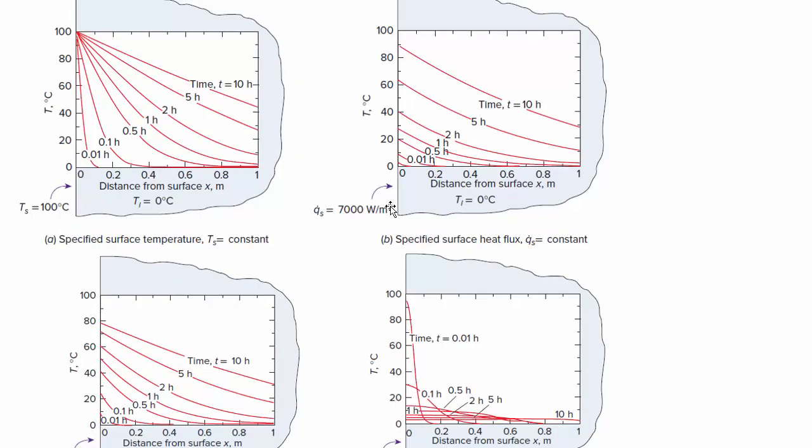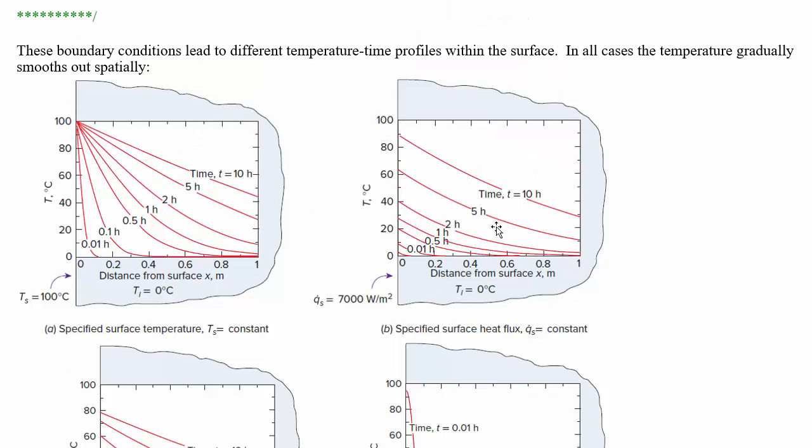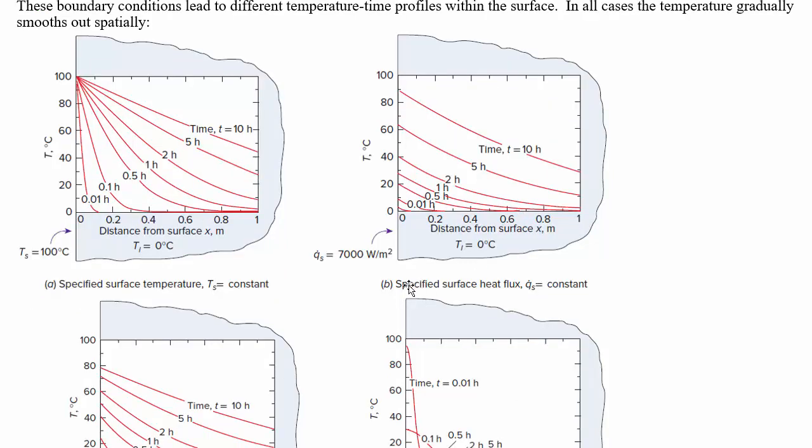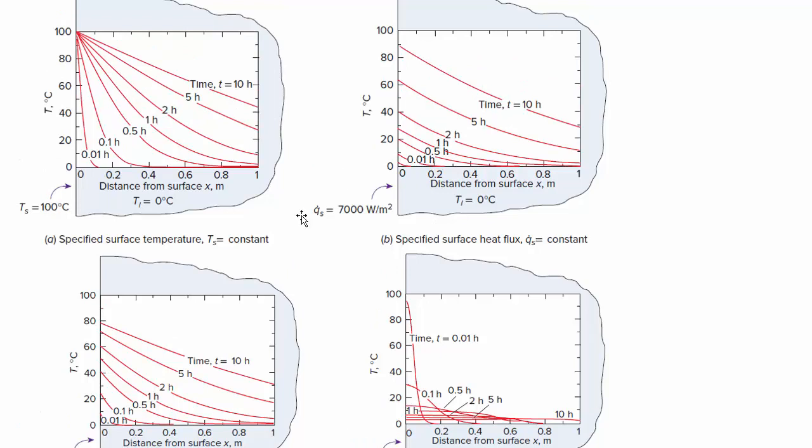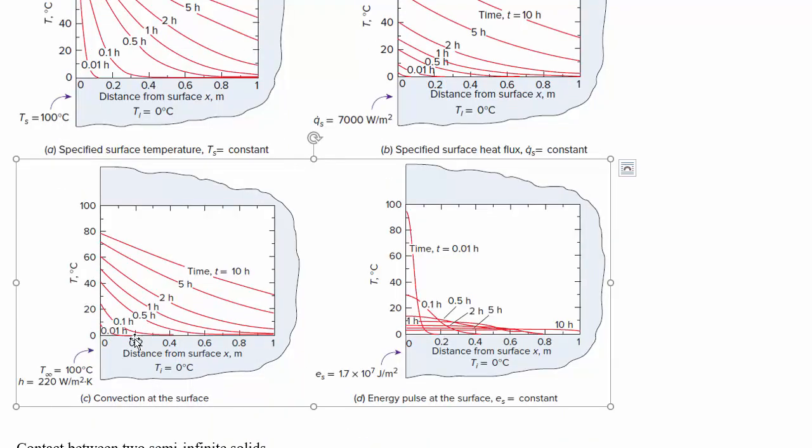Okay, so here's some plots for the different boundary conditions. So if you've got a specified surface temperature, then as you increase time, this starts to influence what's going on deeper inside the object more and more. With a specified surface heat flux, that's a specific rate of heat going in at the surface, the plots look a little bit different. Then convection at the surface, probably the most common case, and the energy pulse, this is kind of penetrating deeper into the surface, but there's the same amount of energy under all of these different plots.